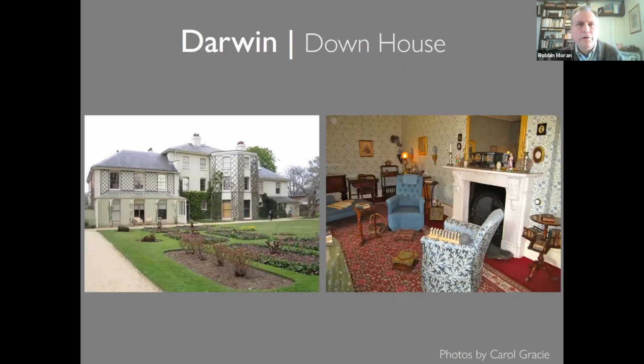After Darwin returned from the Beagle, he went to Down House in England, and that's where he raised his family. Here's a picture of the back of Down House, and you can see in the foreground right here these beds. In Darwin's time, those were filled with plants that he was experimenting on and doing crosses and so forth. Here's his study where he wrote most of his works.